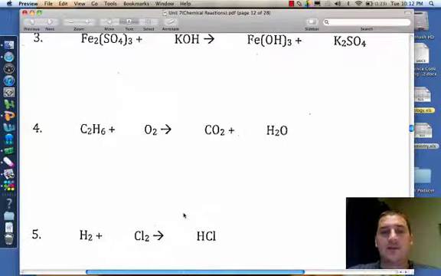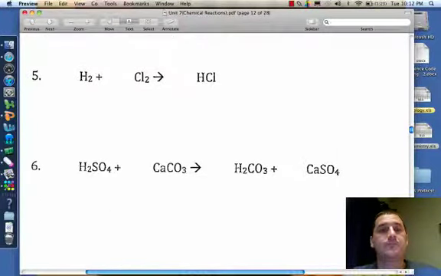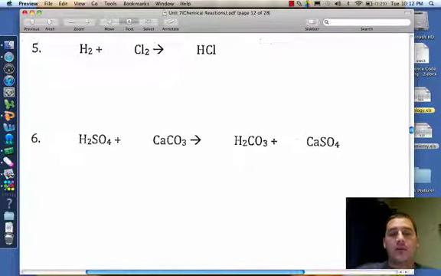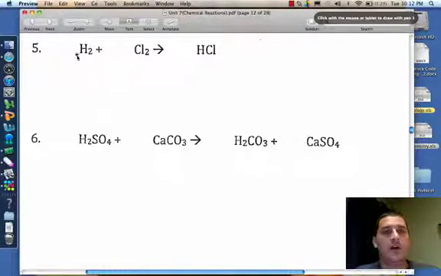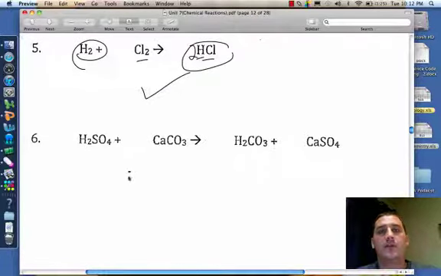So let's go down to 5 and 6. 5 and 6 are very, very simple. Look at 5. We've got 2 hydrogens that are going to be coming in right here. We only have 1 coming out, so let's put a 2 here. We've got 2 Cl's, 2 Cl's, balanced, good to go. All you have to do is add that 2.